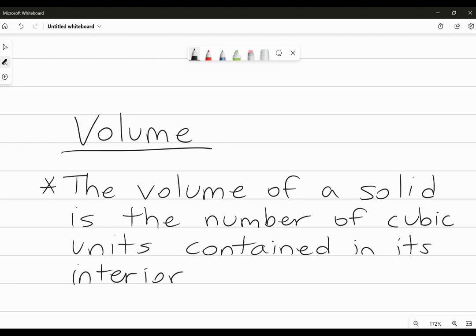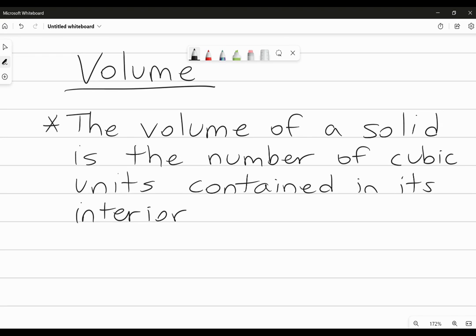So really what we're looking at for volume is the space inside of the solid. And so now for volume, the units we're going to start seeing are going to be units cubed. So for example, centimeters cubed, meters cubed, feet cubed, etc. So any unit cubed, because here we're multiplying three different values together when we're finding volume.